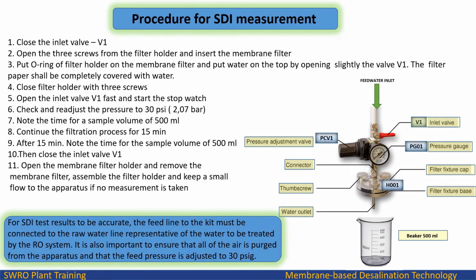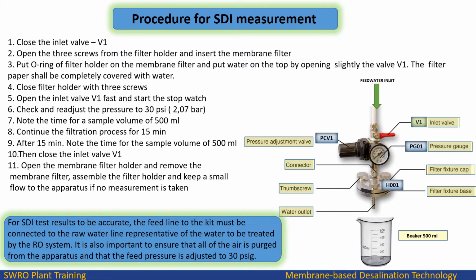1. Close the inlet valve, V1. 2. Open the 3 screws from the filter holder and insert the membrane filter. 3. Put the O-ring of the filter holder on the membrane filter and put water on the top by opening slightly the valve V1. The filter paper shall be completely covered with water. 4. Close the filter holder with 3 screws. 5. Open the inlet valve V1 fast and start the stopwatch.